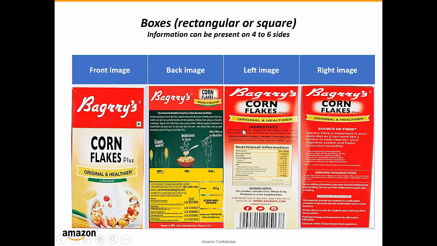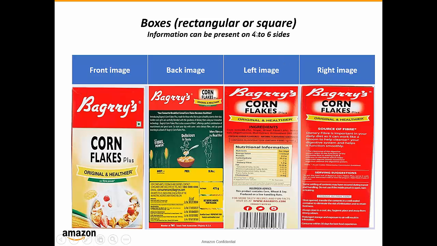So the third image will talk about the ingredients. All the ingredients are written, and then it is written it contains the oligofructose dietary supplement 1 gram per 100 gram. If you'll see, nutritional information is there on the left image, and allergen advice. And if you see the right image, then the serving suggestions and storage instructions are clearly displayed.